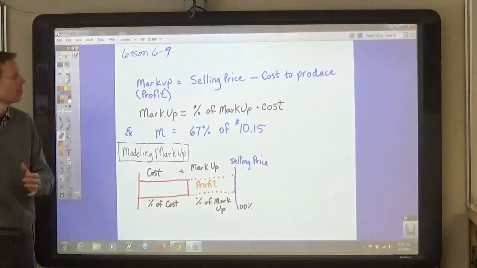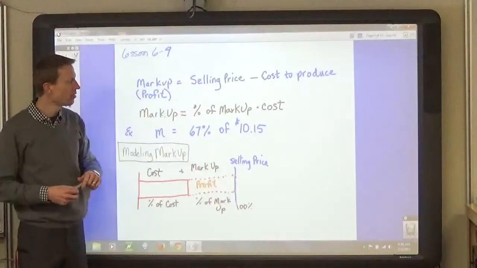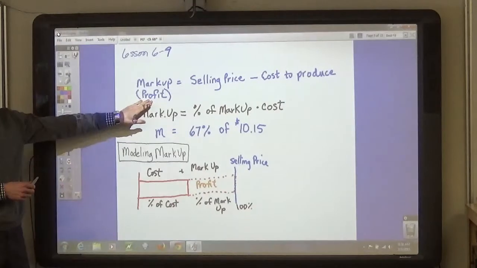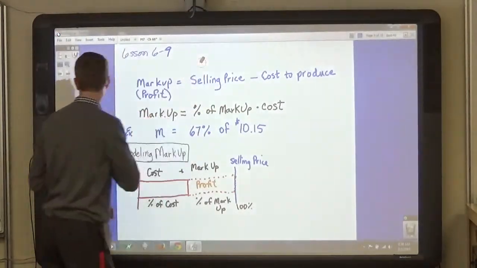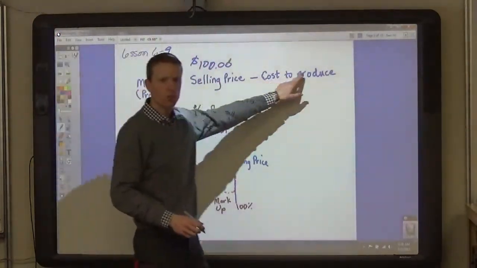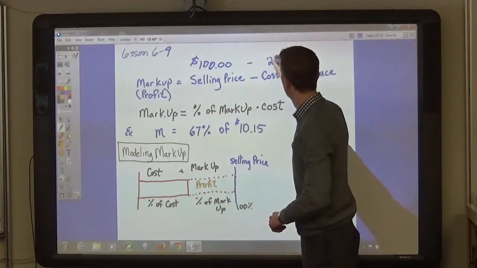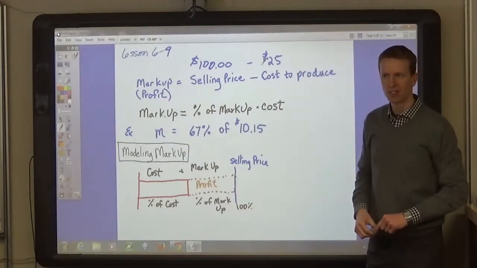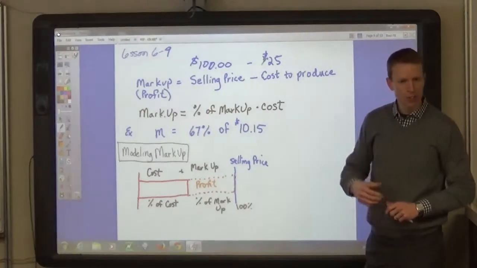A company makes shoes, and then they mark them up so that they make a profit. Right? Here's how it works. The markup amount, or the profit, is the selling price, how much they sold it for. Maybe it's $100. The selling price is $100 minus the cost to produce it. All right? Maybe they made the shoe for $25. What is the markup then? $75.